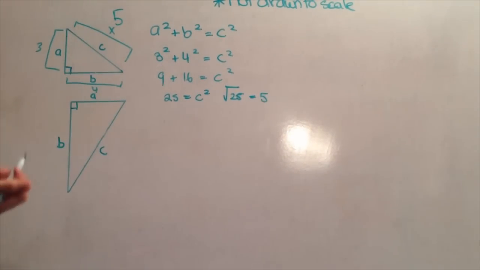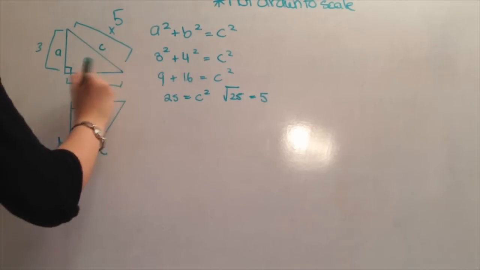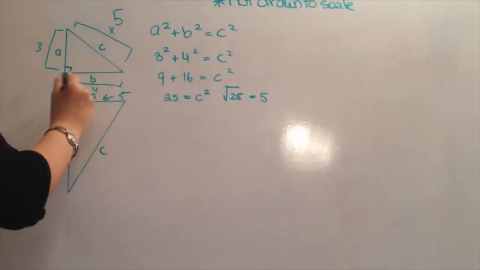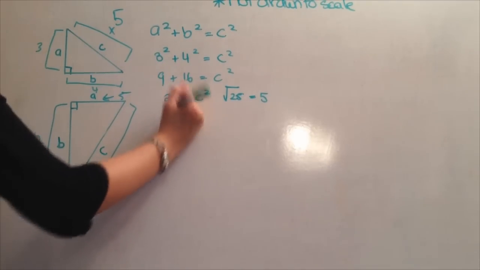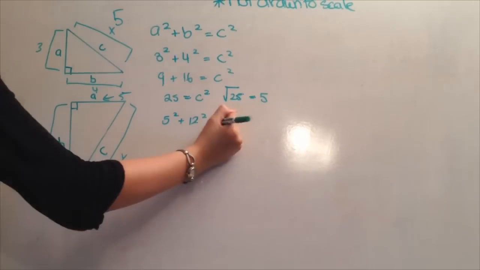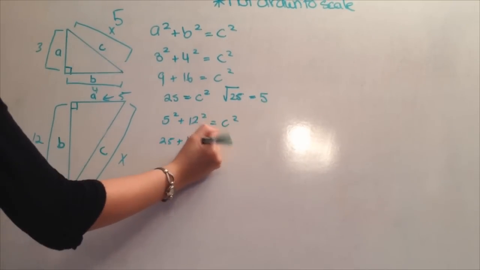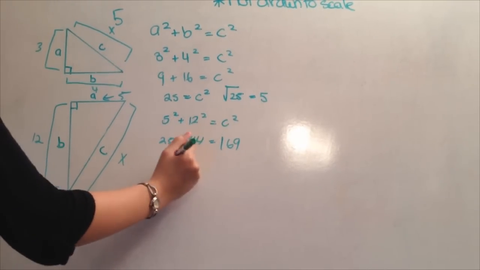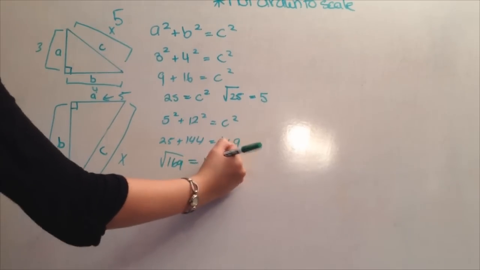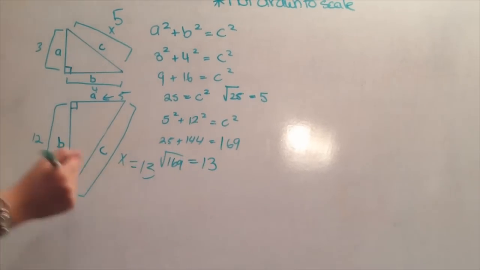Do the same thing with the second triangle. A will be 5, b will be 12, and c will be x. Put these into the equation and you'll get 5 squared plus 12 squared is equal to c squared. This is equal to 25 plus 144 is equal to 169, which is c squared. Find the square root of 169, which is going to be 13, so c equals 13.